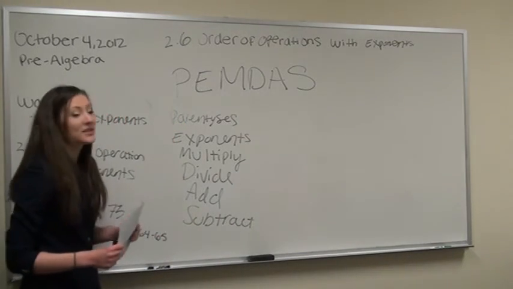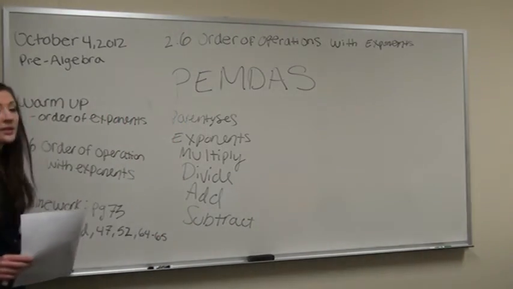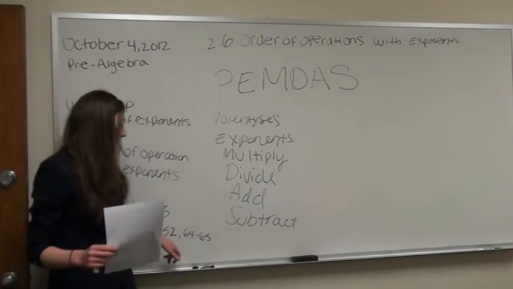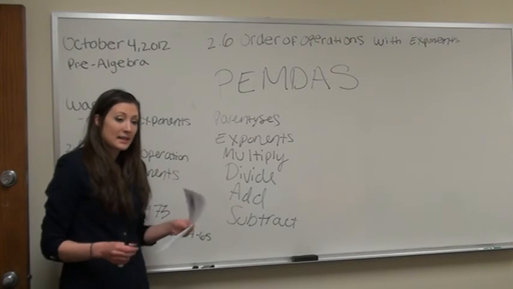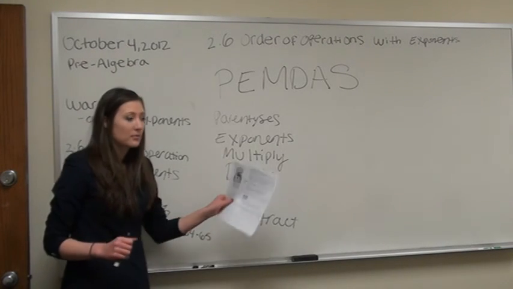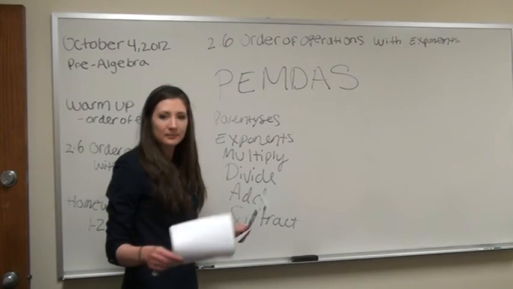Good job. Alright, so tonight we're going to do homework page 1 to 25 odd, 47, 52, and 64 and 65. And then we'll go over it in class tomorrow morning. And then if you have any problems, you can just always email me and I'll get back to you. Alright?